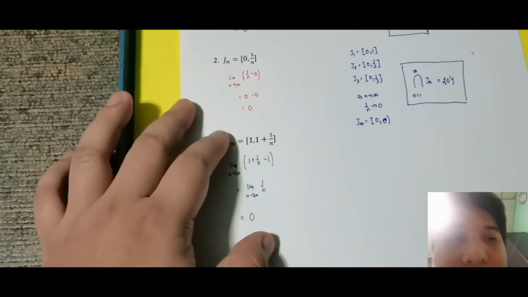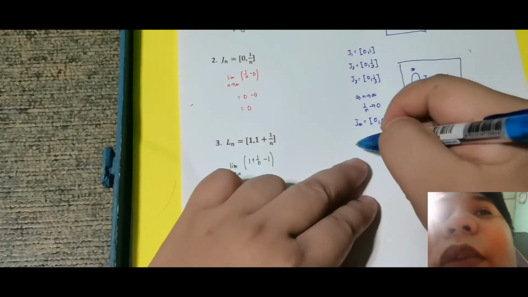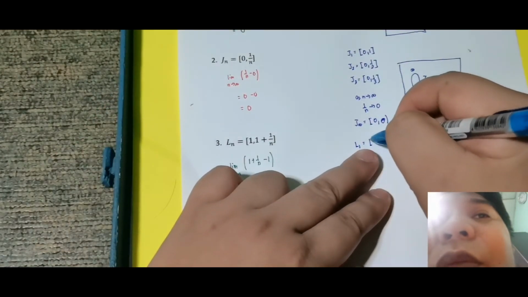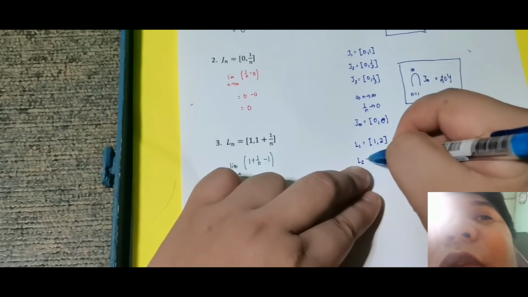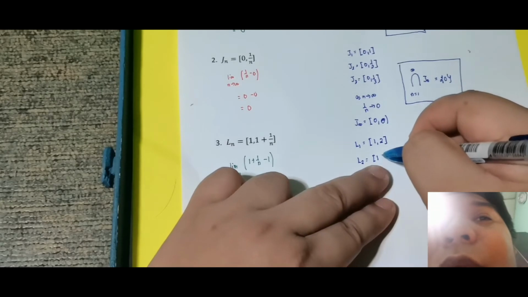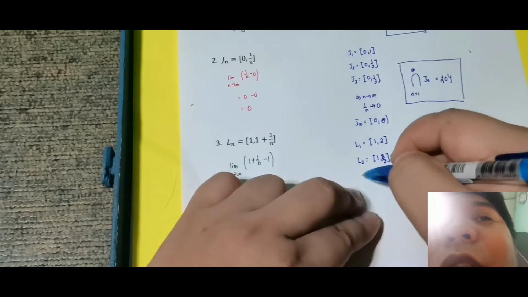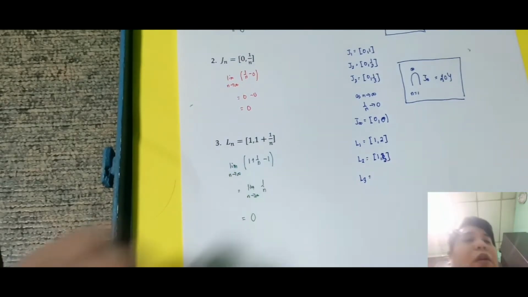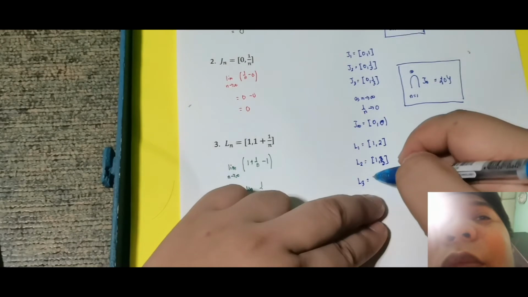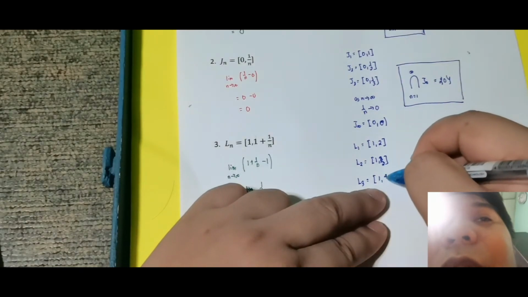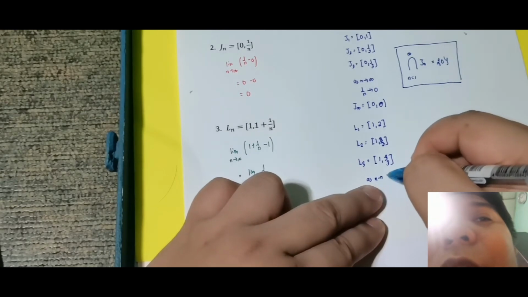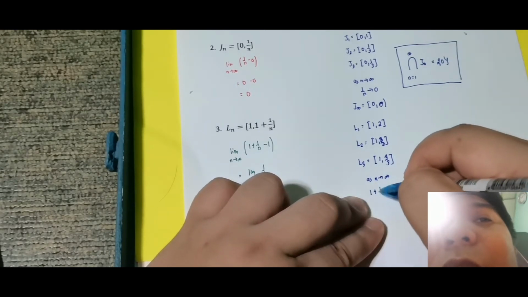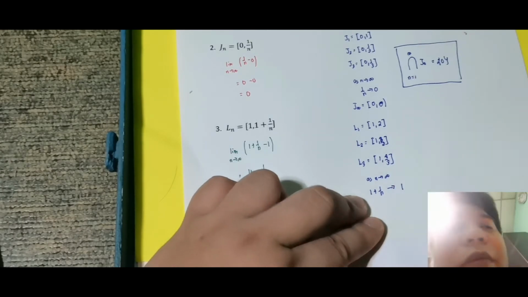If you notice, let's list out the sets. L sub 1 is the closed interval [1, 2]. L sub 2 is [1, 1 plus 1 half], that is 3 over 2. L sub 3 is [1, 1 plus 1 third], that is 4 over 3. So as n approaches infinity, you'll notice that 1 plus 1 over n approaches 1.